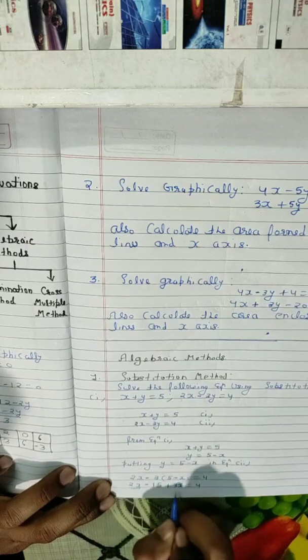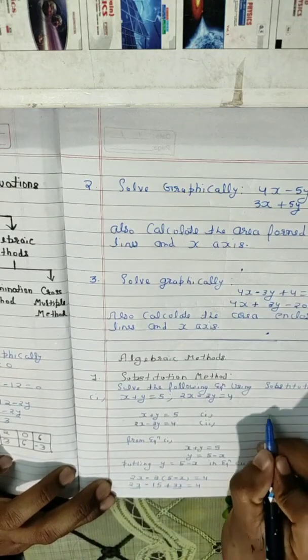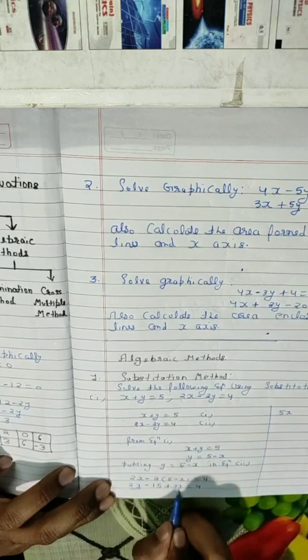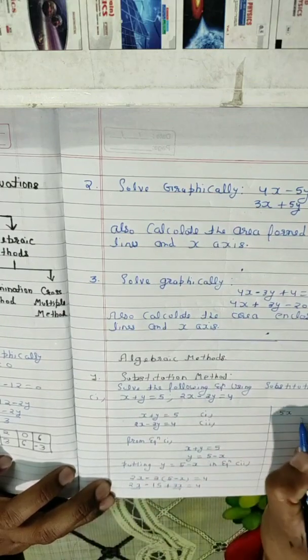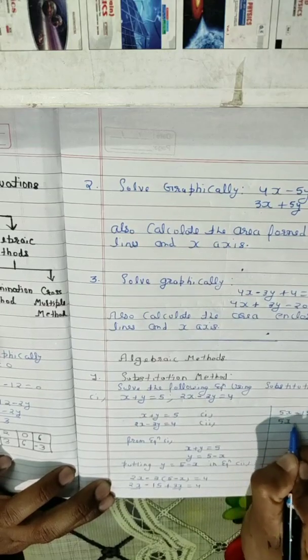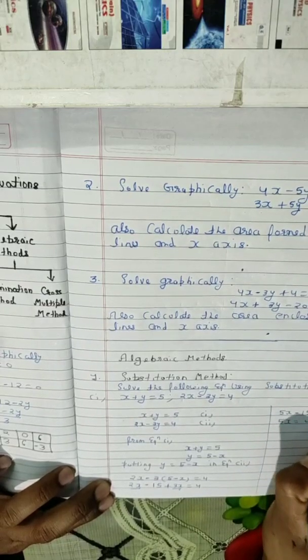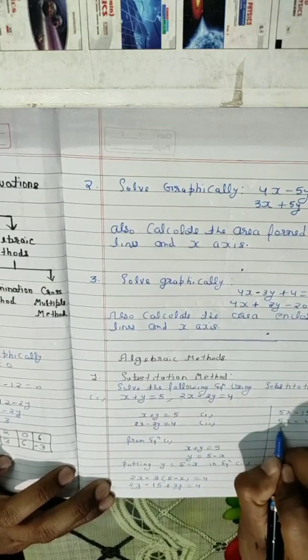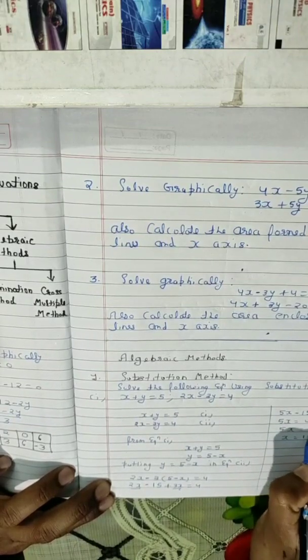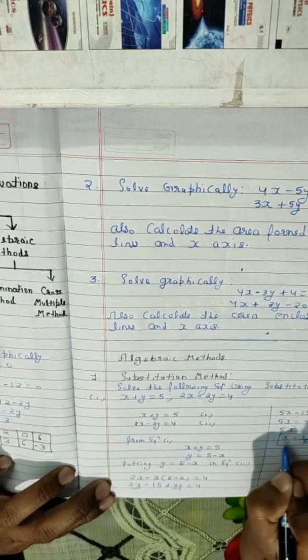Now 2x plus 3x is plus 5x. 2x plus 3x is plus 5x, minus 15 is equals to plus 4, or I can write 5x is equals to 4 plus 15, or I can write like 5x is equals to 19, or x is equals to 19 by 5. So I found the value of x.